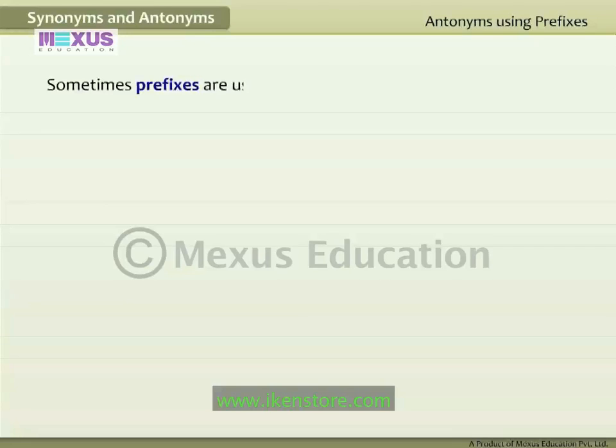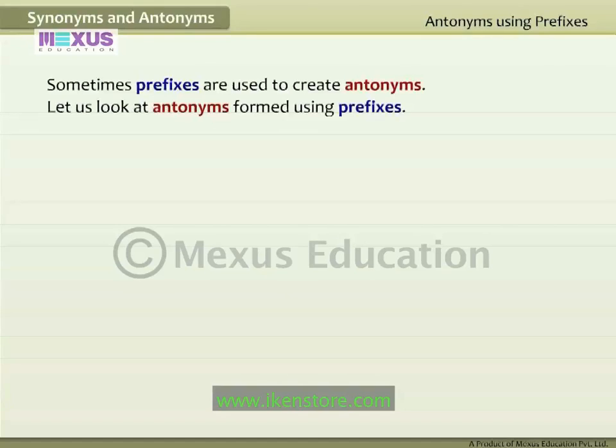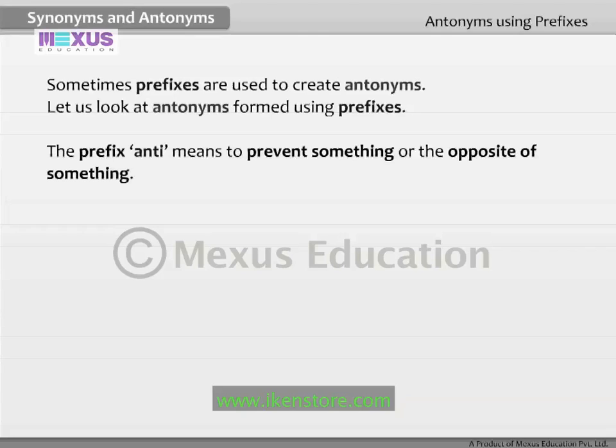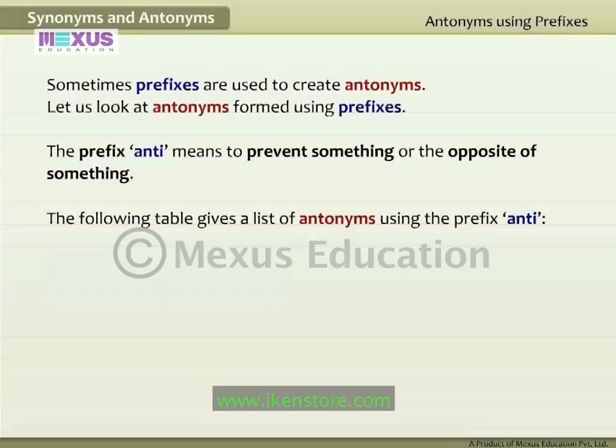Sometimes prefixes are used to create antonyms. Let us look at antonyms formed using prefixes. The prefix anti means to prevent something or the opposite of something. The following table gives a list of antonyms using the prefix anti.